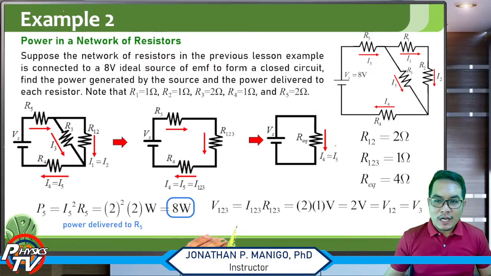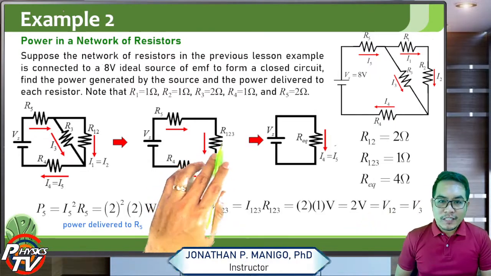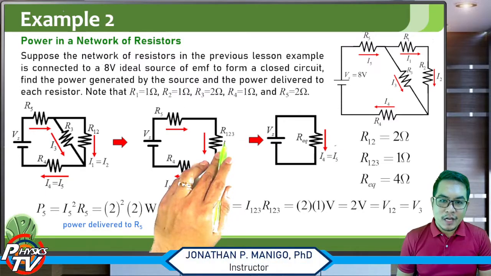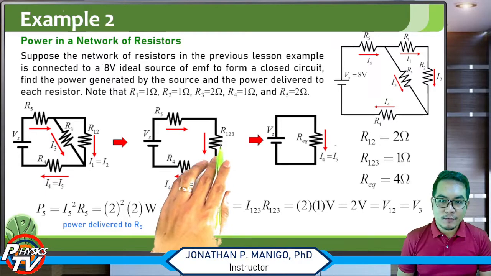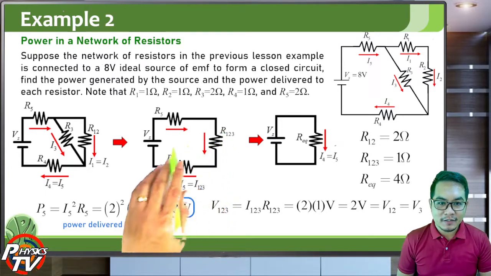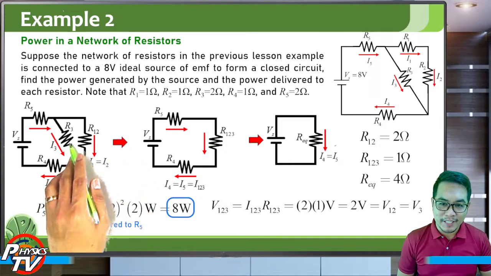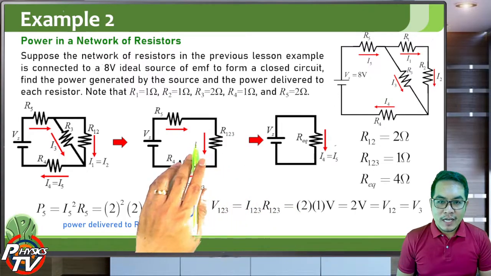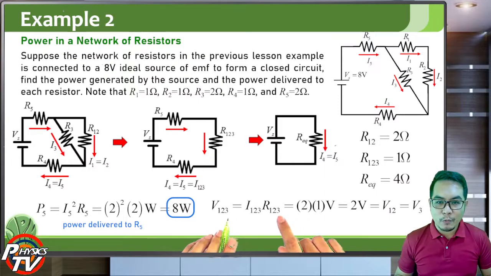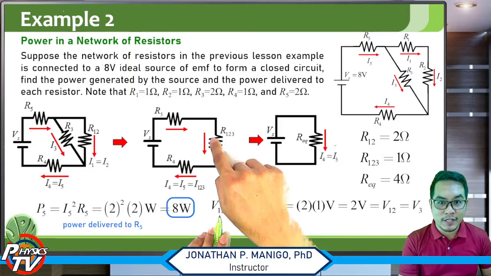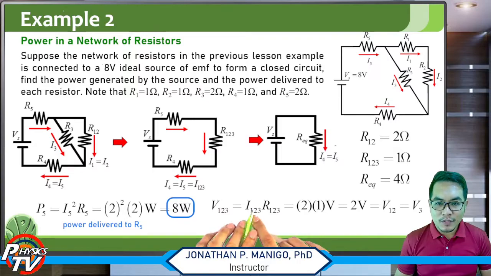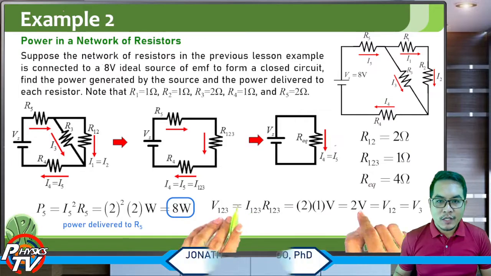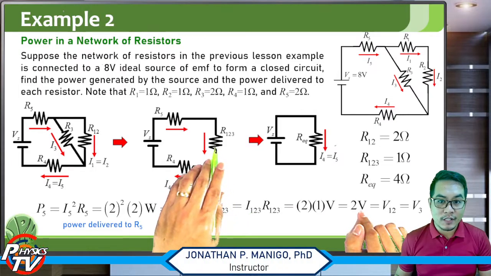So we know that 2 amperes is flowing through R1, 2, 3. This is actually R1, R2 and R3 combined. That's 2 amperes flowing there. And the resistance of R123 is 1 ohm. So basically, we know V123, the voltage of this resistor here. It's I123, 2 amperes, times R123, 1 ohm. So you get 2 volts. So the voltage of this resistor is 2 volts.